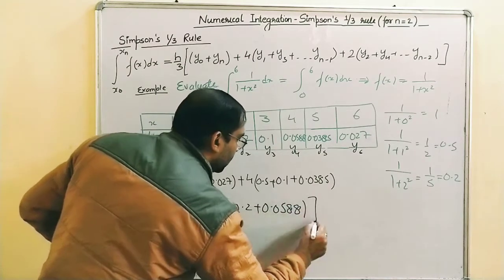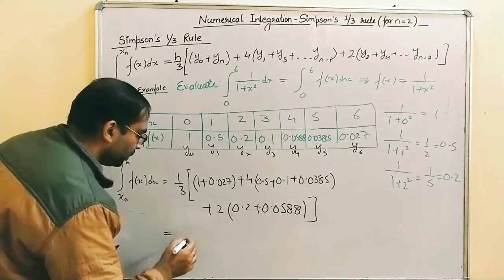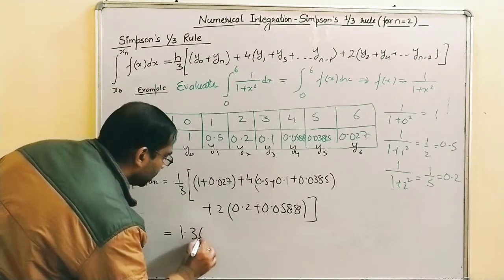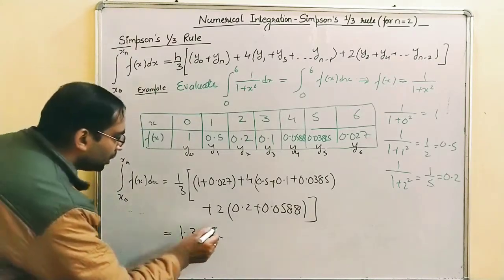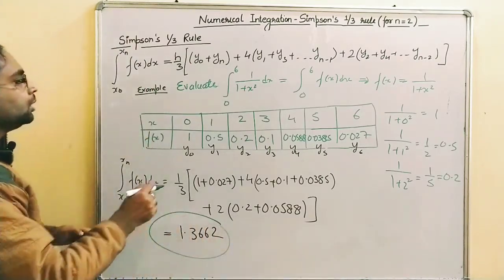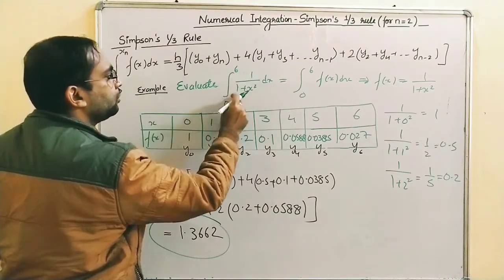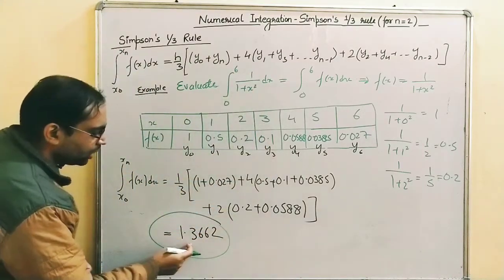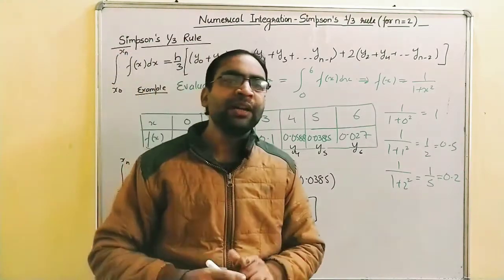So we have substituted all the values. We will calculate the result, which is coming 1.3662. So this is the final result of the numerical integration. The integral from 0 to 6 of 1 upon 1 plus x squared dx is coming 1.3662 with the help of Simpson's 1 by 3rd rule.